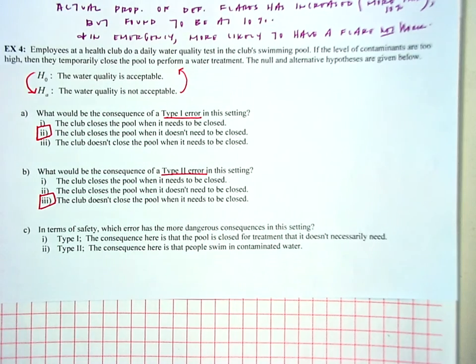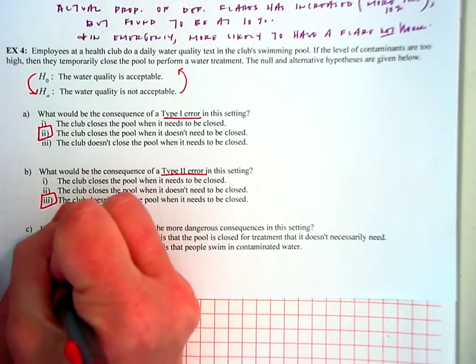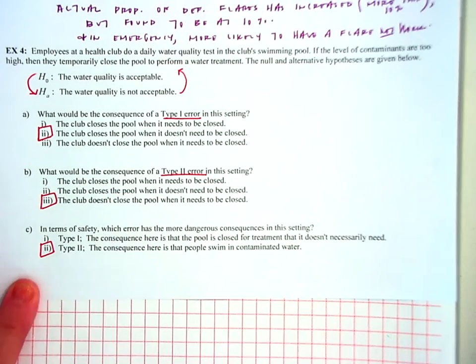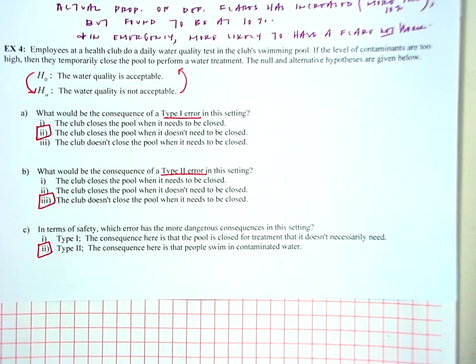So for C, in terms of safety, which error has more dangerous consequences in this setting? Type 1, the consequence is that the pool is closed for treatment when it doesn't necessarily need to be closed. Or type 2, the consequence is that people swim in contaminated water. So in this context, absolutely number 2 is more concerning, that we have people swimming in contaminated water.